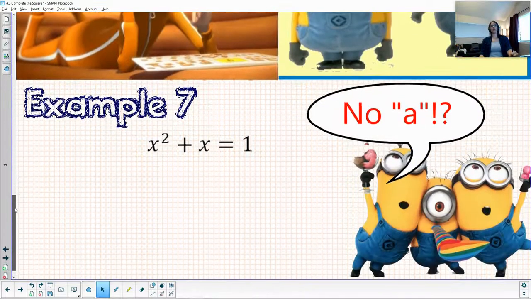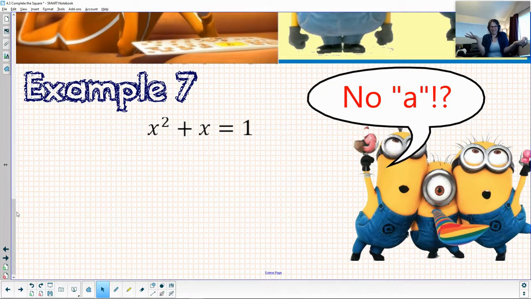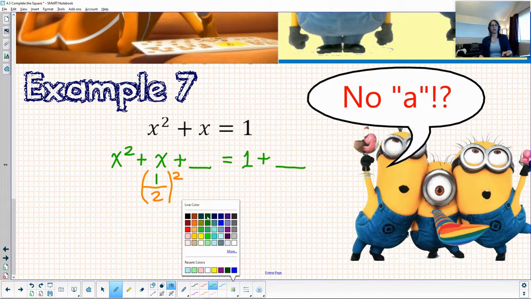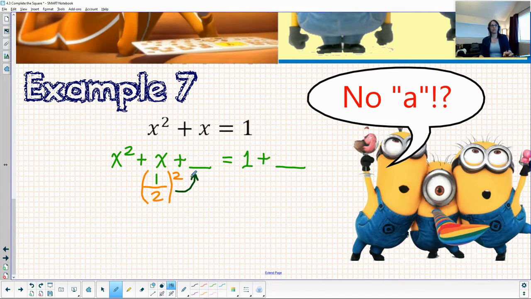All right, last one. Woohoo! There's no A and everything's been isolated. So let's jump right into completing the square. So I don't have to move anything. I can just jump into adding something to both sides. So I've got positive 1 plus a blank. This one's a little odd, isn't it? Well, the B is 1. That's odd. So I'm going to have 1 over 2, or 1/2, squared. So that's 1 over 4.